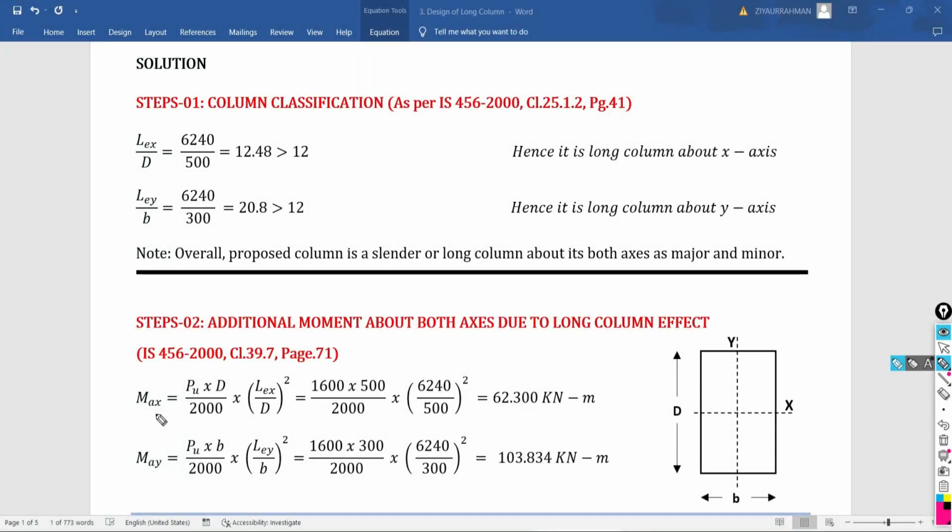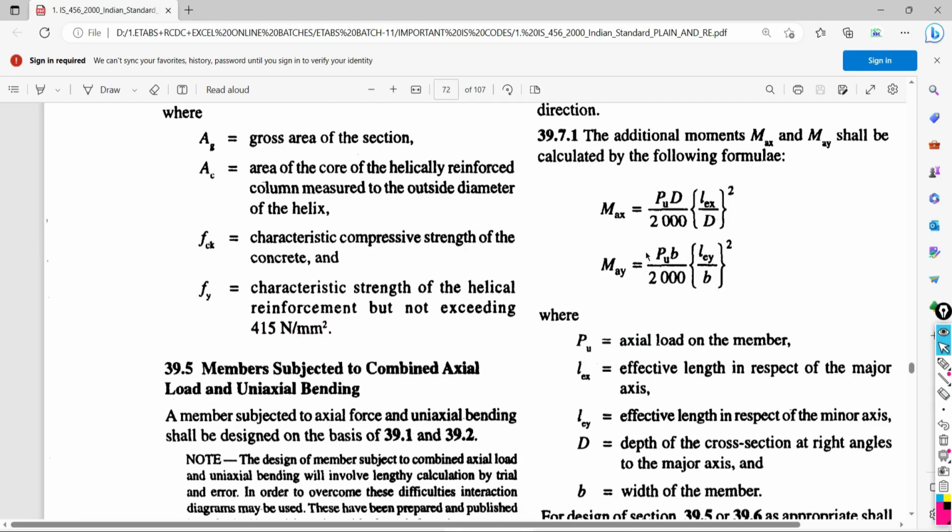After calculating the additional moment about both the axes, we again have to look at the recommendation made by your code. The code has specified that you have to apply the moment reduction factor for this additional moment.